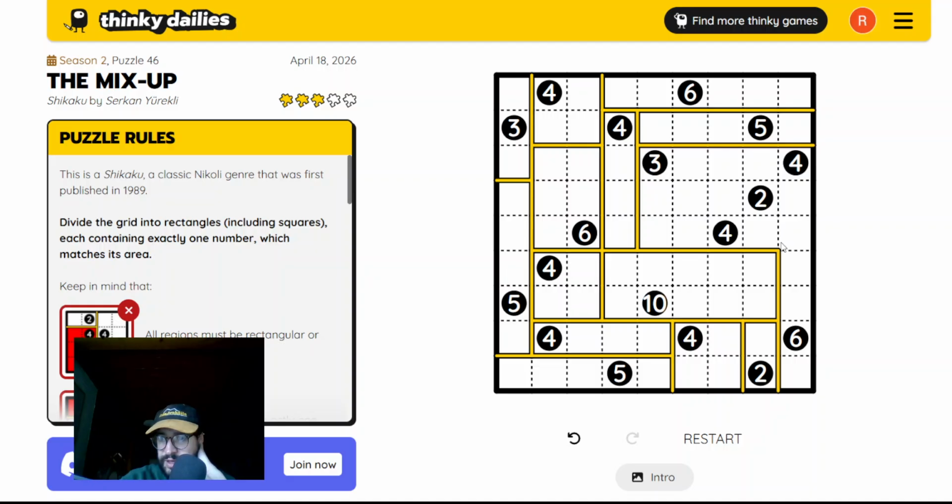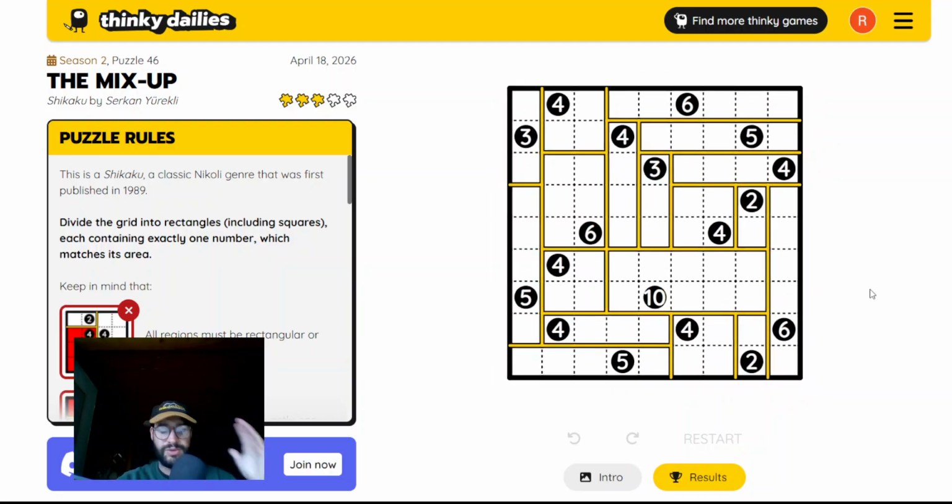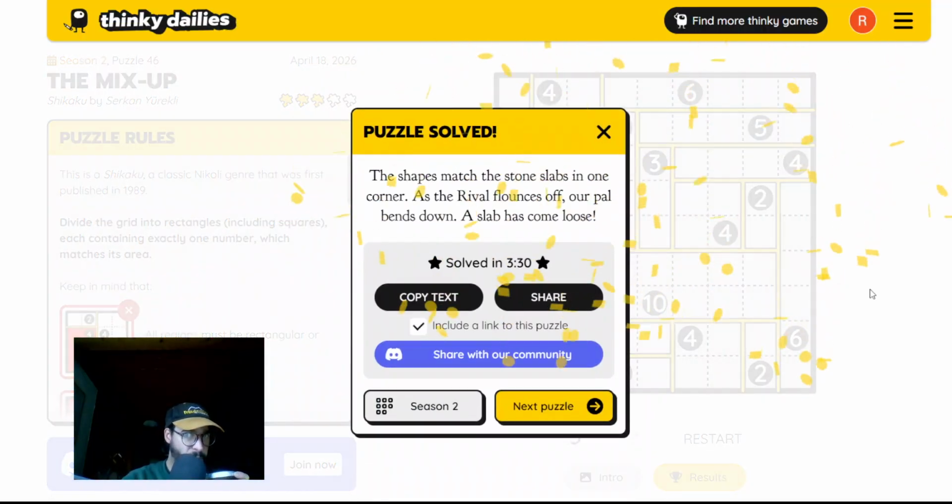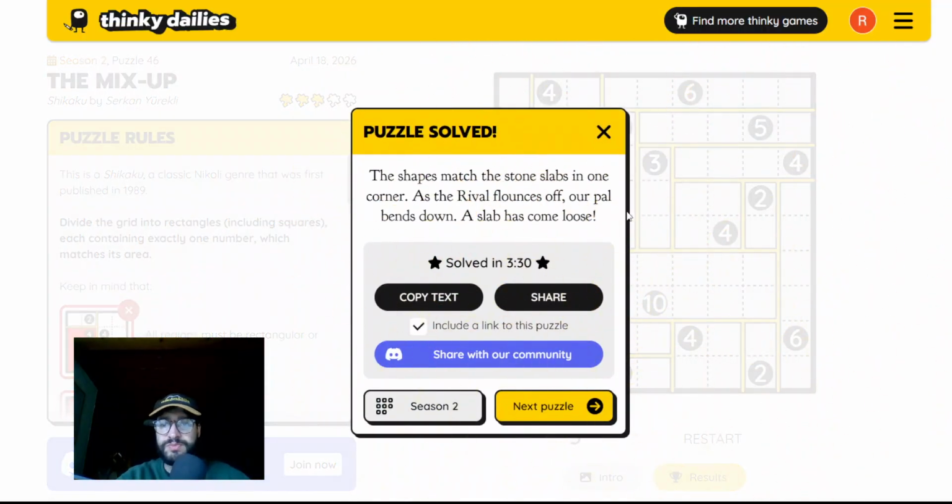Then we have the 6 here. And the 6 is going to expand here. The 4 we close it like that. The 3 like this. And the 4 and the 2. There we go. I really like these shikakus. I'm enjoying them. The shape match the stone slabs is in one corner.